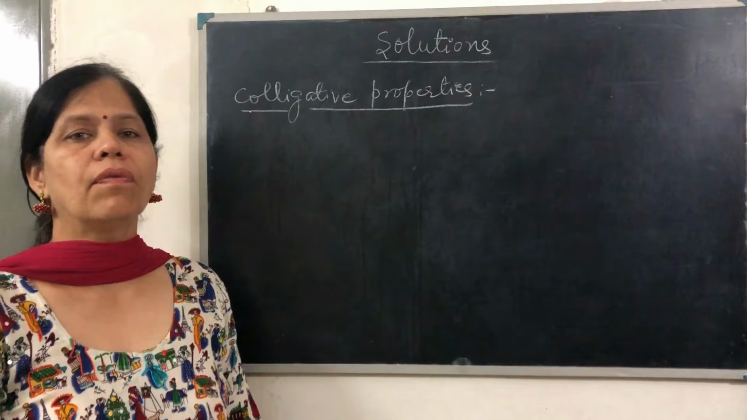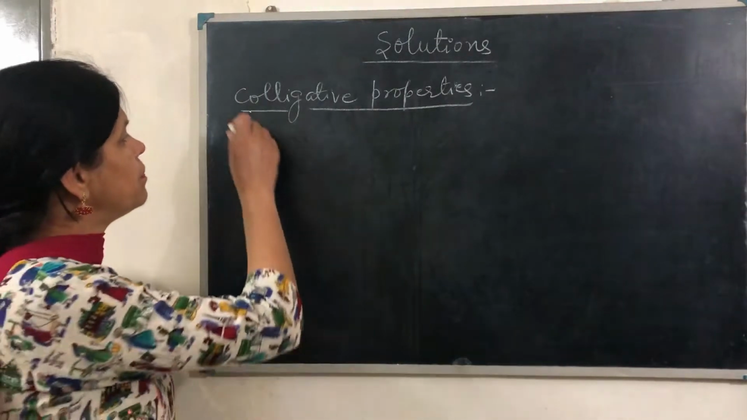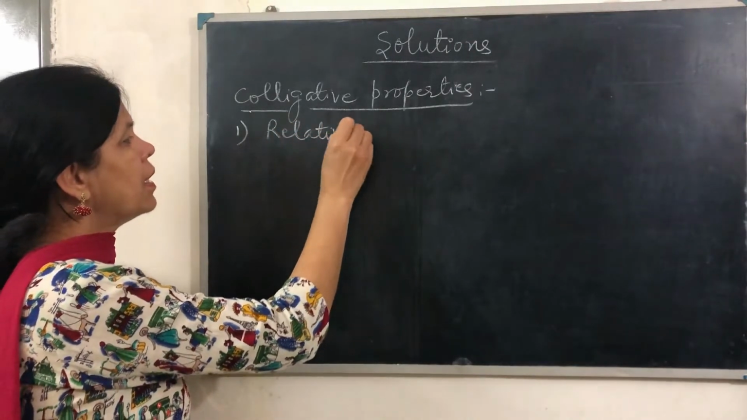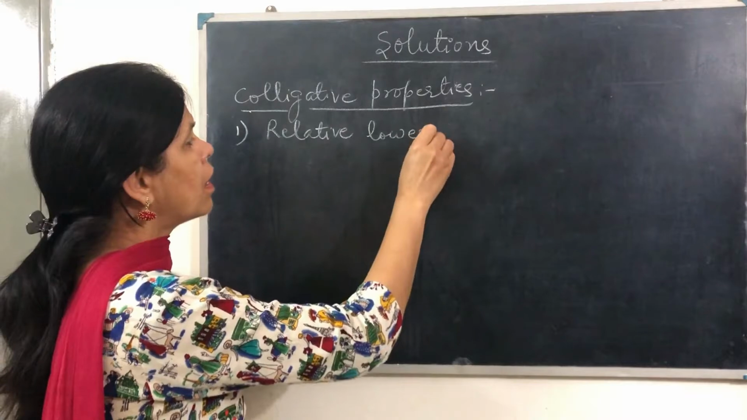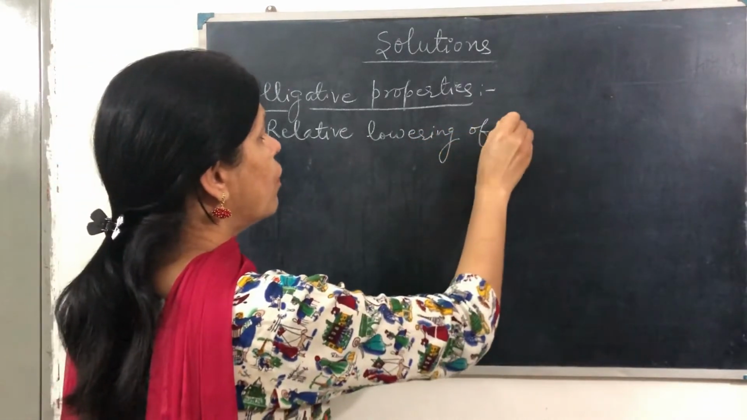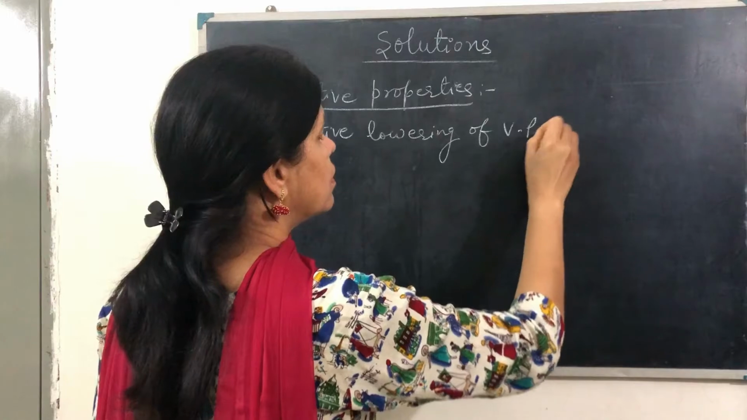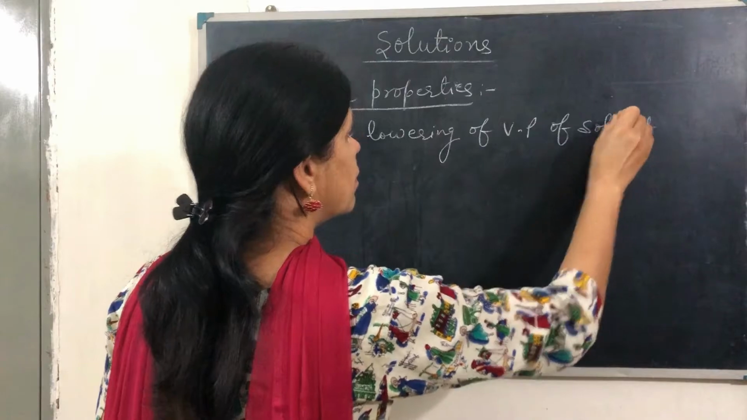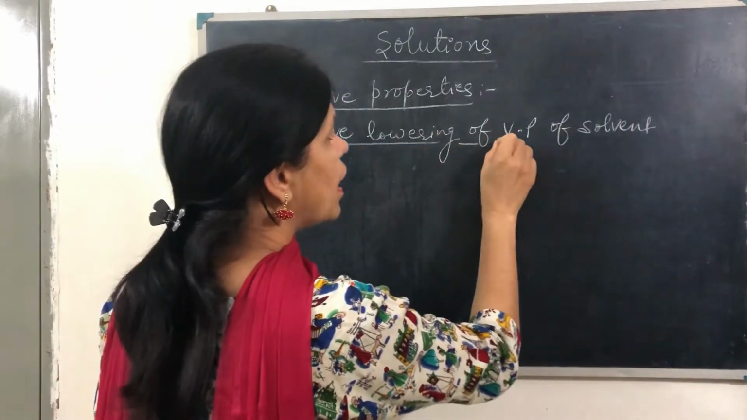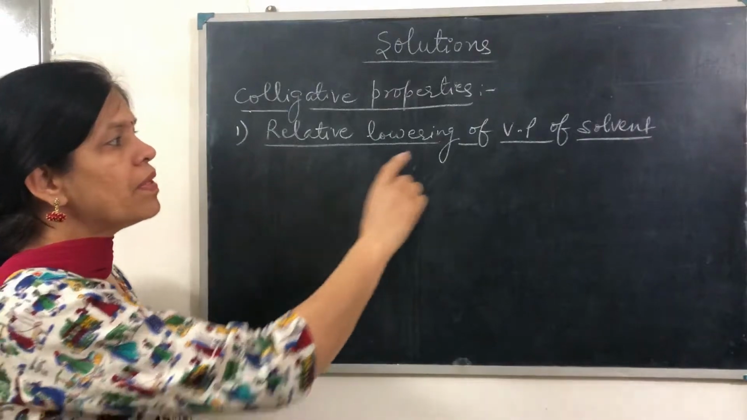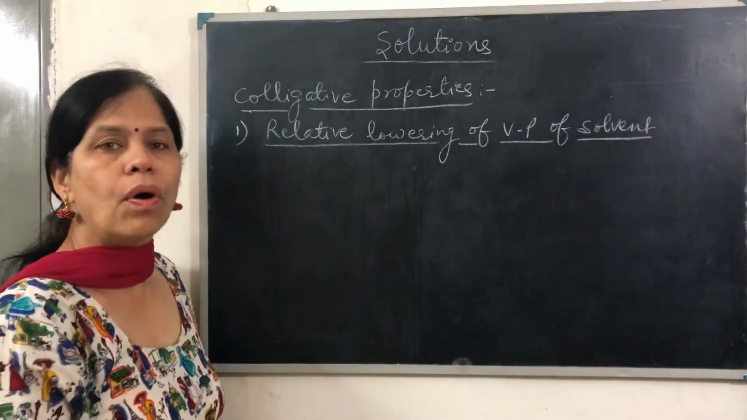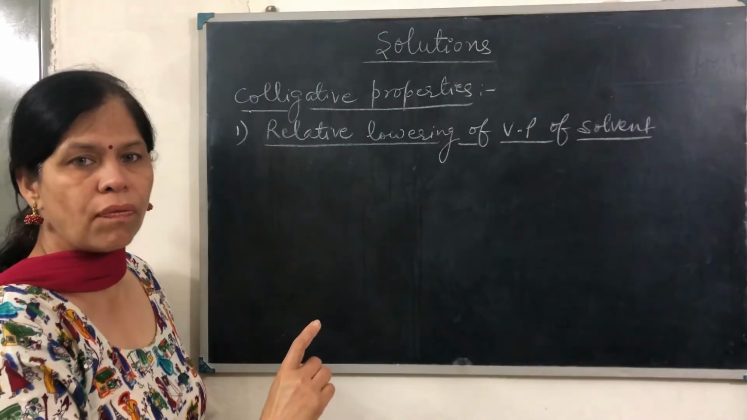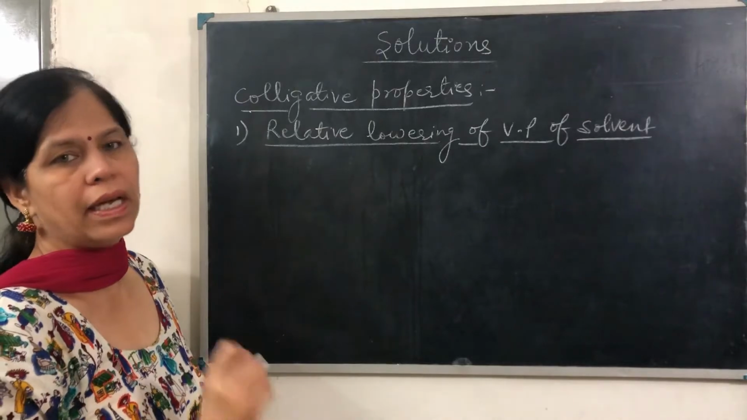Let's talk about the first colligative property. The first colligative property is relative lowering of vapor pressure of solvent. Before starting with this, I'll discuss what happens to the vapor pressure of the solvent when a non-volatile solute is added, because we'll discuss all colligative properties in the context of a solution which contains a non-volatile solute.